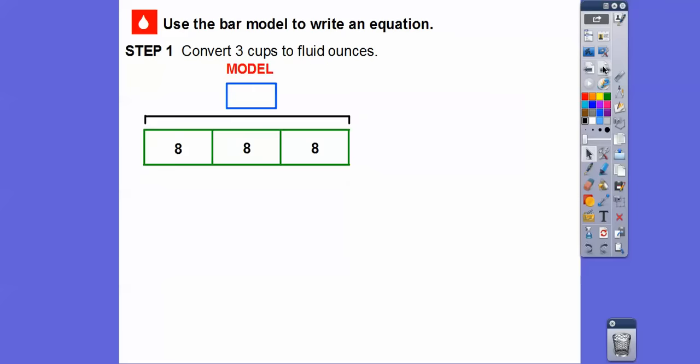So we're going to use the bar model here to write an equation. So we're going to convert the 3 cups to fluid ounces. Well, here's 3 groups of 8 because this is 1 cup, this is 1 cup, this is 1 cup.